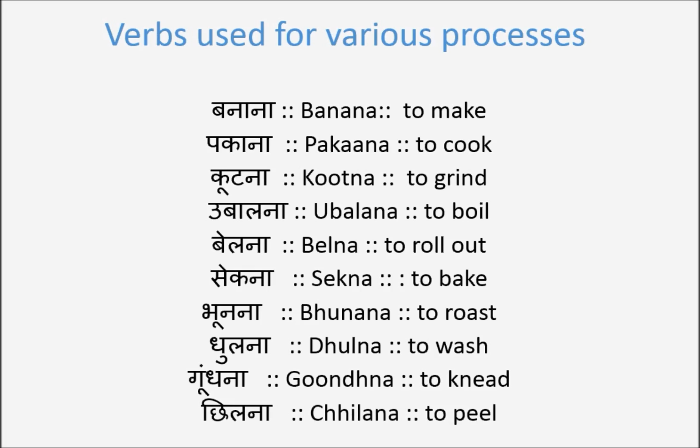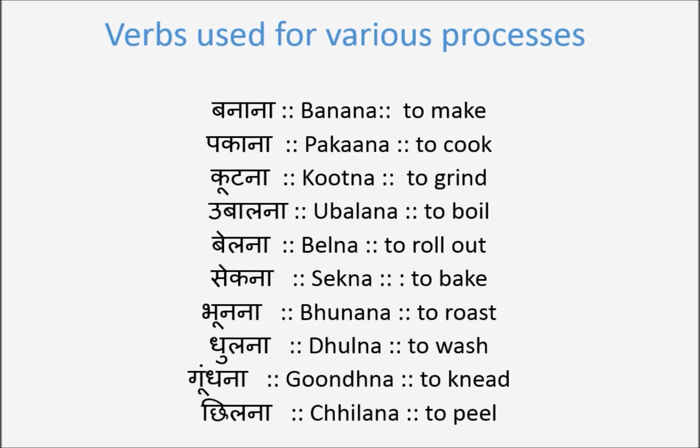And how can we forget chhilna? Vegetables. We have to peel the skin, right? Peel the outer skin at times. So that is called chhilna. Chhilna is to peel. Banana is to make. Pakana is to cook. Kootna is to grind. Ubalna is to boil. Belna is to roll out. Sekna is to bake. Bhunna is to roast. Dhulna is to wash. Goondhna is to knead. And chhilna is to peel.